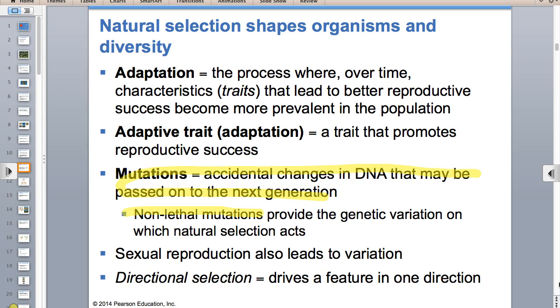So the first feather, the first web foot, the first wing, those are going to start from mutations, and so that helps that organism to survive and reproduce. Those will get passed on.